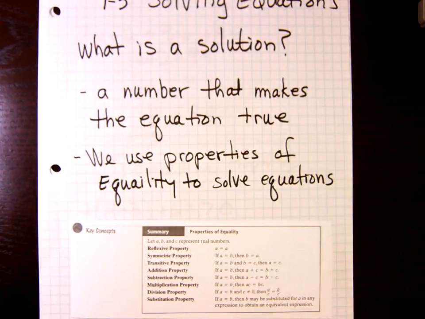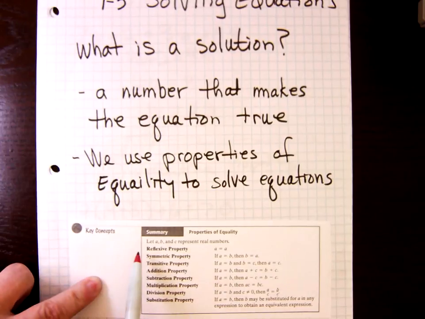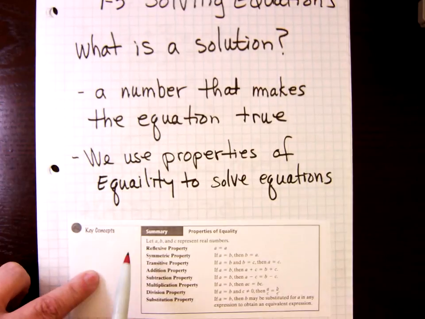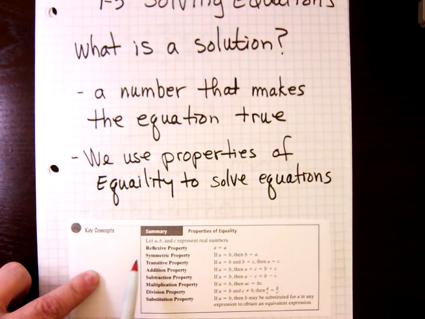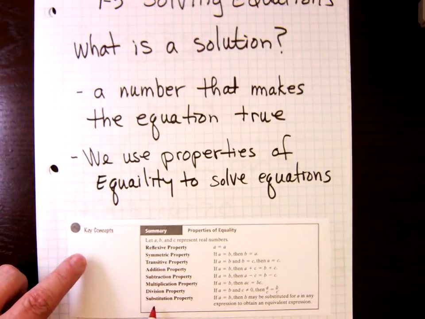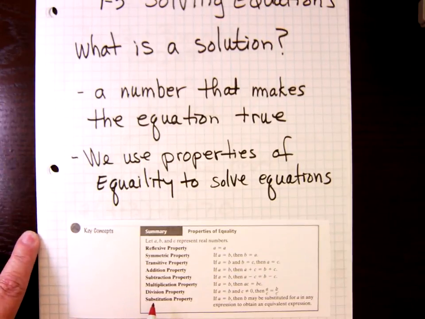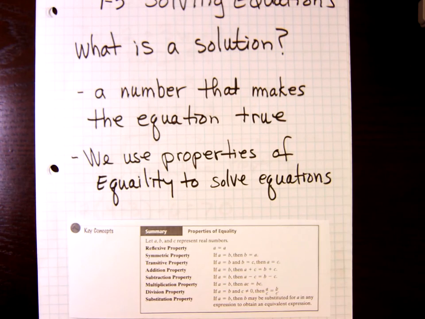We use the properties of equality to solve equations, and we actually used these quite a bit in geometry when we were doing our proofs. Reflexive property, symmetric, transitive, addition, subtraction, multiplication, division, and substitution. You can get these in your book. They're in section 1-3. I'm not going to take the time here to go through them and have you write them all down.